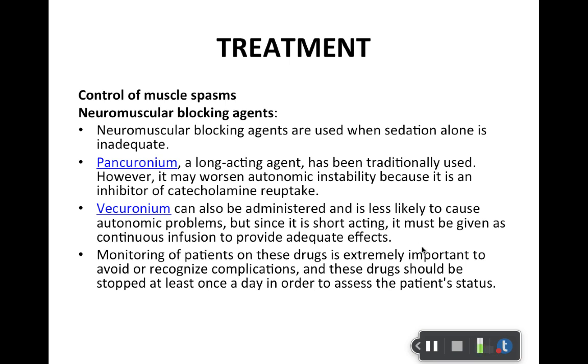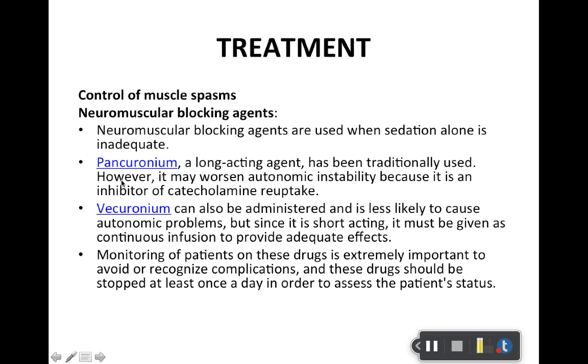With neuromuscular blocking agents, when the sedation alone is inadequate, you can go with stronger agents to help induce the sedation. So benzodiazepines cause sedation, and they will sedate patients. But if the patient again needs additional sedation, you can go with the neuromuscular blocking agents.